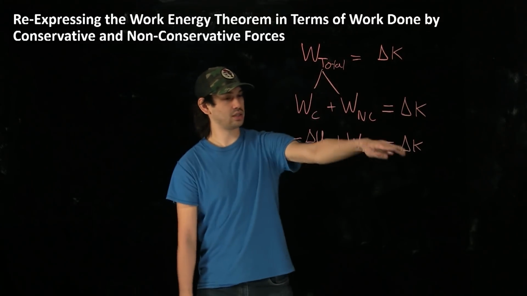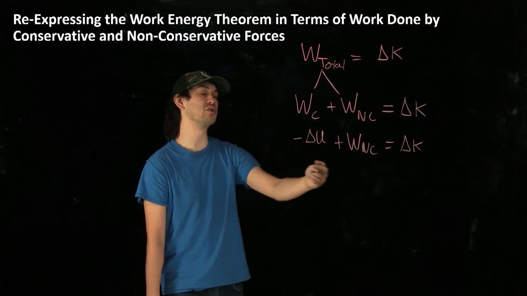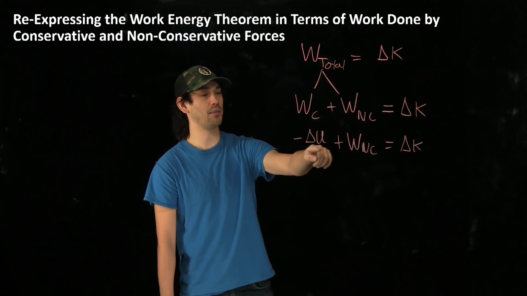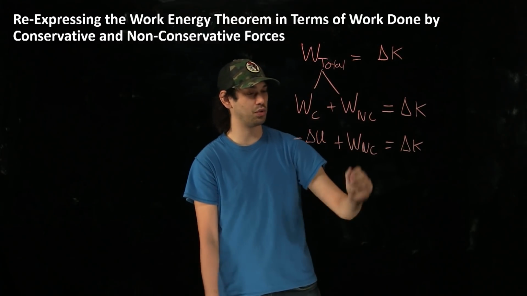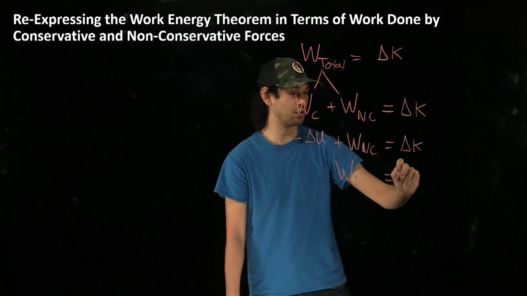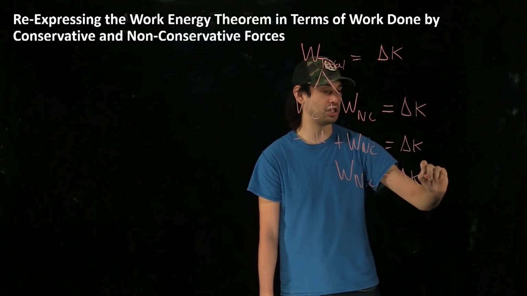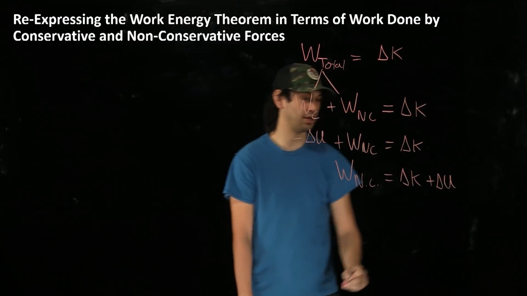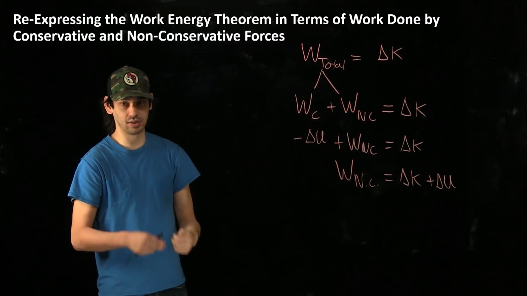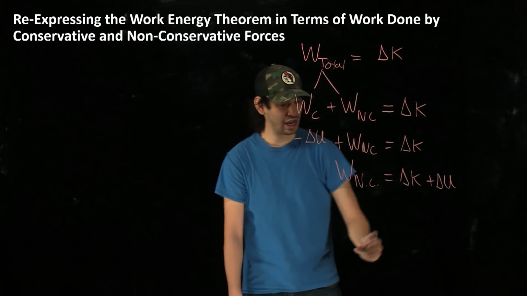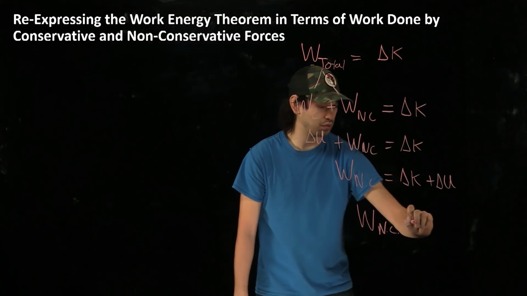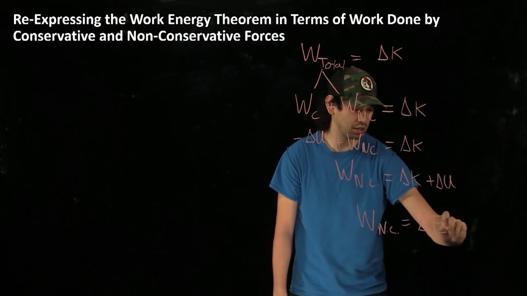Now, to get this to talk about energy, what we want is some combination of the kinetic energy and the potential energy. So if we move the potential energy to the right side of the equation, the work done by non-conservative forces is going to be equal to the change in kinetic energy plus the change in potential energy. But the change in potential energy plus the change in kinetic energy can be written as the change in the total energy. And so what we have in the end is that the work done by non-conservative forces is going to be equal to the change in the energy.